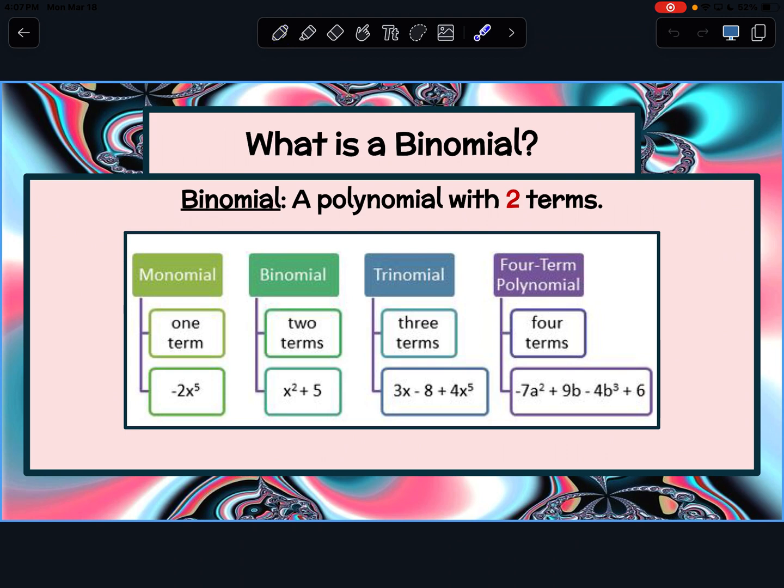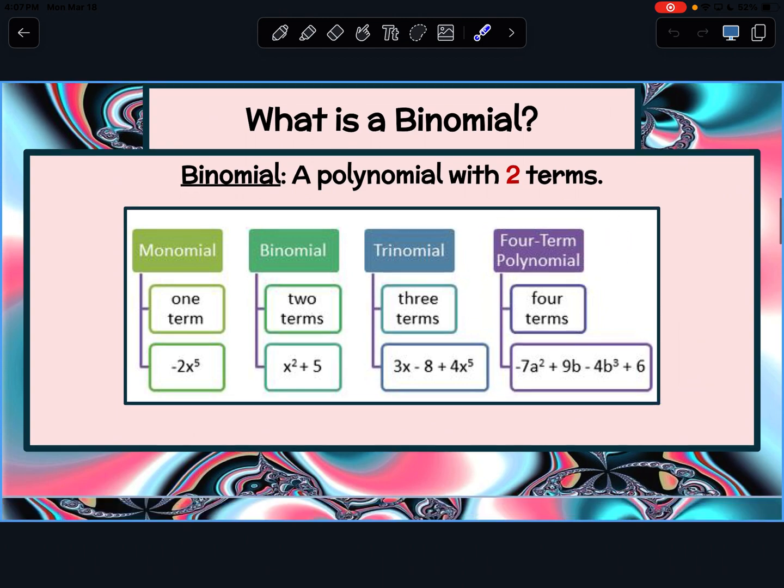So we're going to learn about different kinds of polynomials. A monomial has one term. A binomial has two terms. A trinomial has three terms. And then after that, it gets kind of generic. Polynomial of four terms, polynomial of five terms, etc.